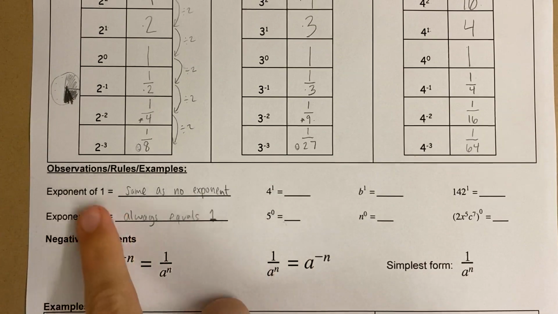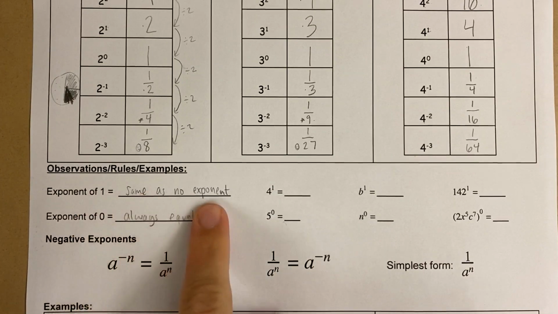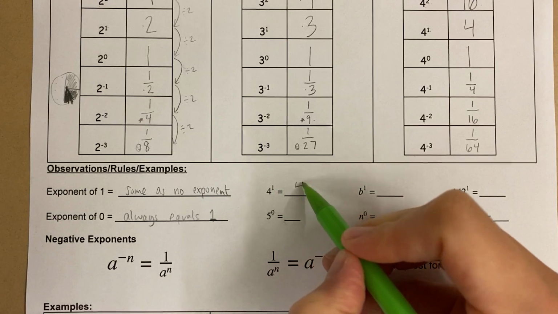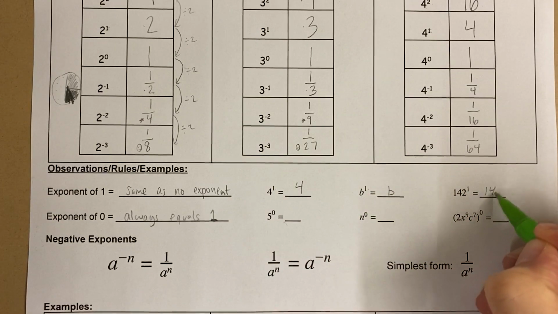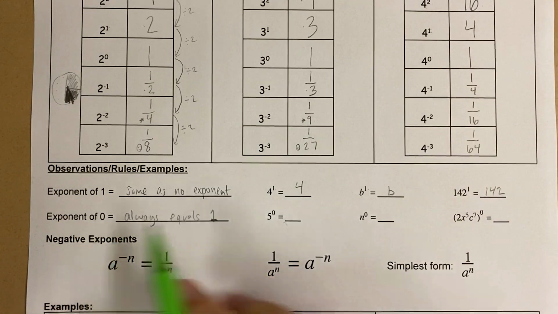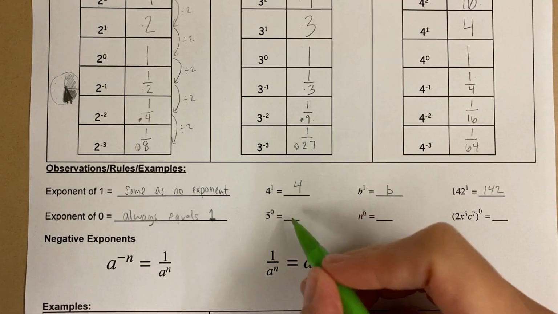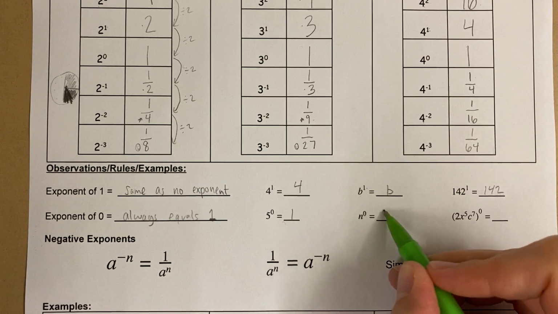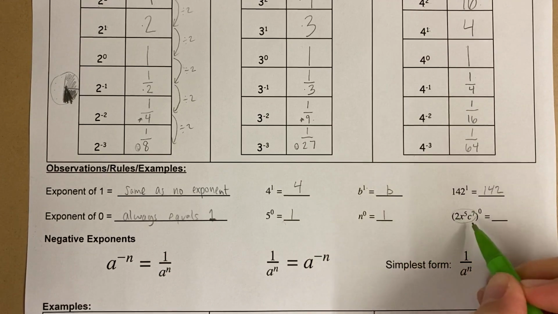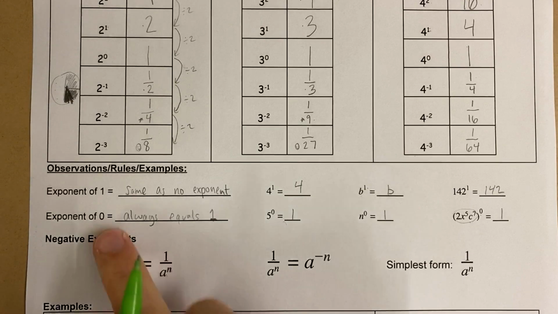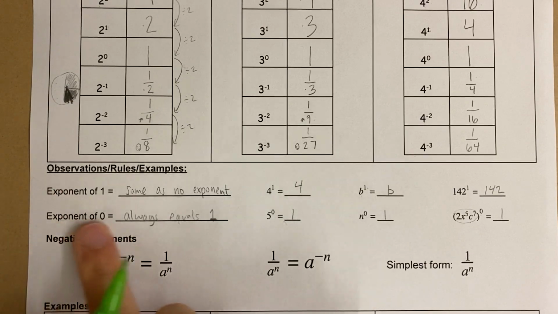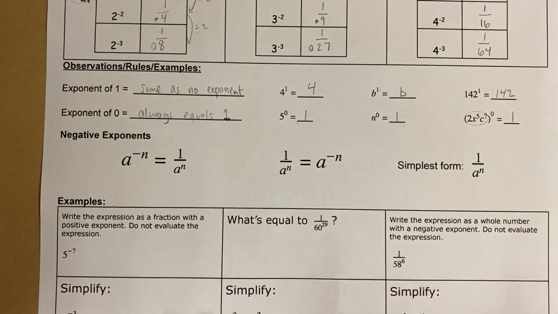Let's just make sure we're super solid on exponent of 1. It's the same as no exponent. So 4 to the first, it's 4. B to the first, it's B. 142 to the first, it's 142, okay? Exponent of 0 always equals 1. So if it's 5 to the 0, that equals 1. If it's n to the 0, that equals 1. If it's all this junk to the 0 power, it still just equals 1. Okay? So those two are just kind of a little bit more straightforward. The negative exponents are tricky.